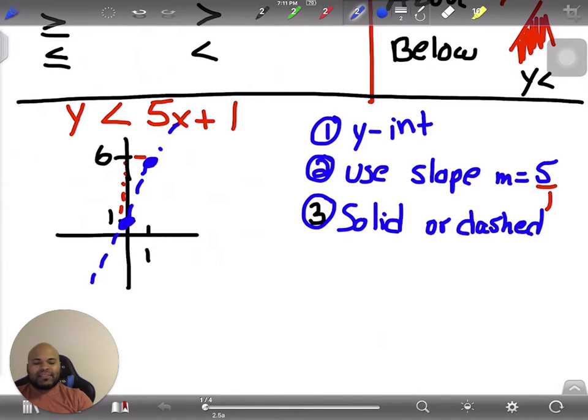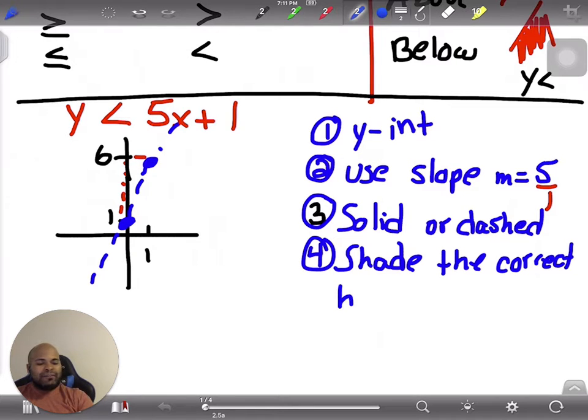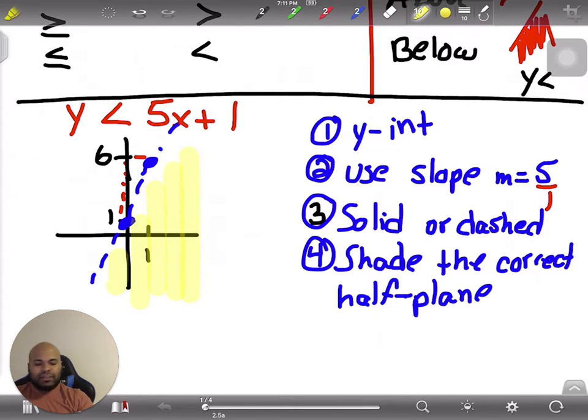So I hope that makes sense to you. The last step is to shade the correct half plane. We need to shade the correct half plane. So am I going to shade above the line or below the line? Well, to know that, I'll have to look at the inequality sign one more time. It says that y is less than. Because y is less than, I'm going to shade below the line. So that is the region that contains all the solutions.